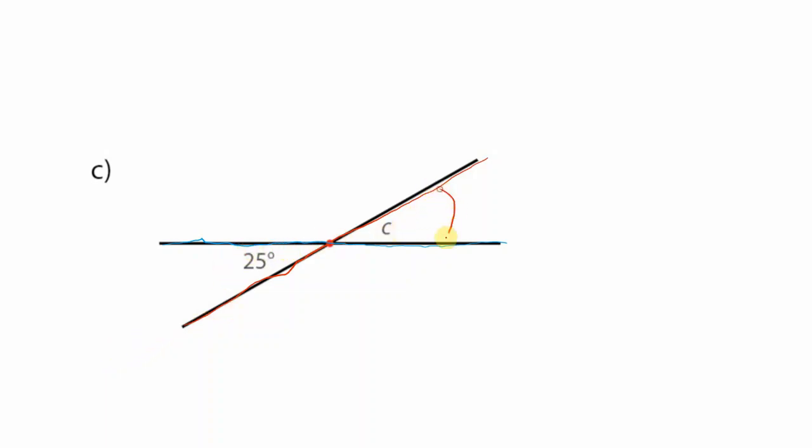So I have red and blue, blue and red. They are opposite each other, not adjacent. So therefore, angle C is in fact equal to 25 degrees. Reason, vertically opposite angles. Opposite angles. As simple as that. I'm sure most of you got it right.